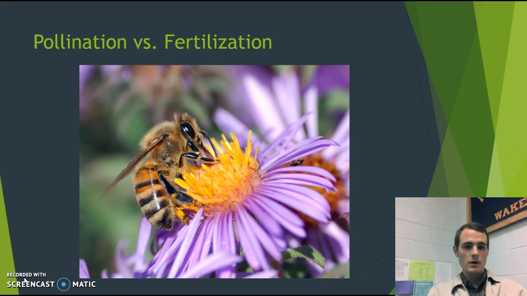If you would recall, pollination is when the pollen on the anther is transferred to the stigma of the pistil of the flower, so from the male part to the female part of the flower. And then fertilization takes over when that pollen travels down the style and touches the ovules inside the ovary.